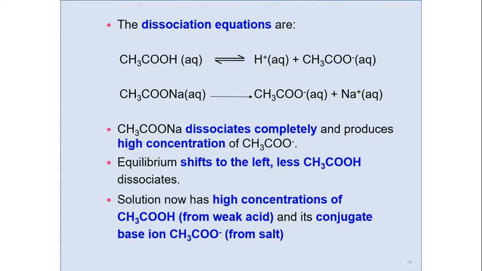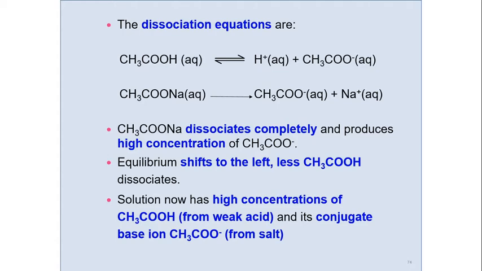Okay, so kalau tengok dekat sini, dua equation ni, dua-dua akan produce CH3COO-. The first equation adalah equation yang reversible. The second equation, dia tak reversible. So, CH3COONa dah tak ada sebab dah dissociate kepada CH3COO- and Na+.